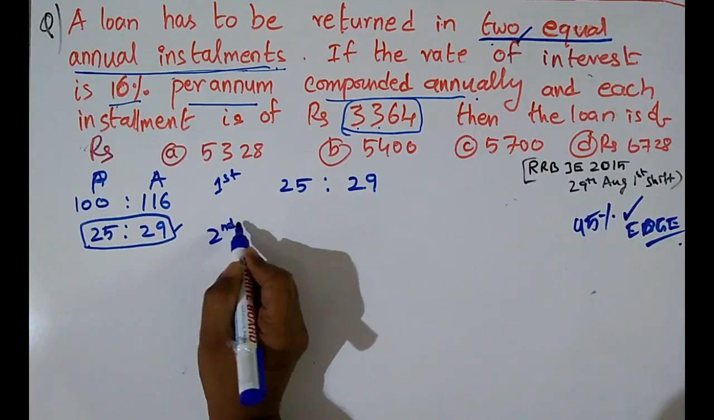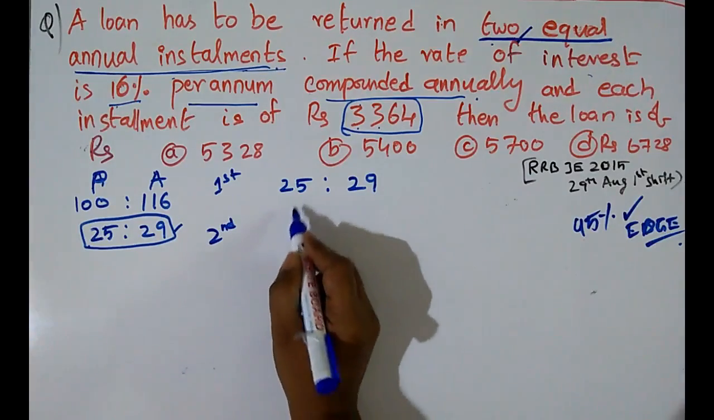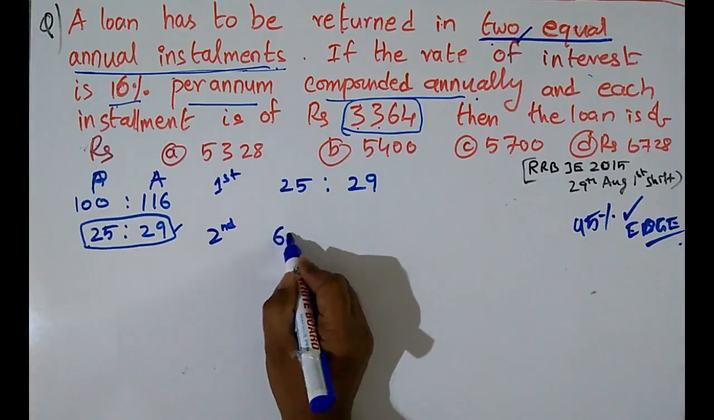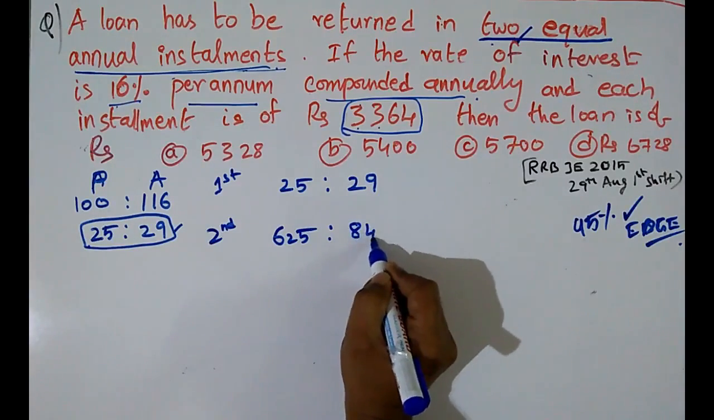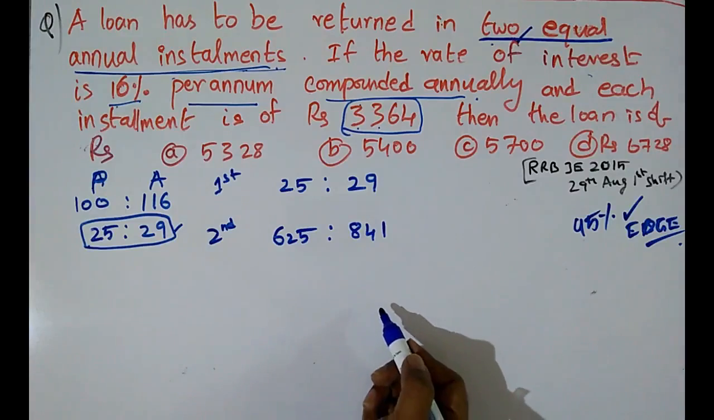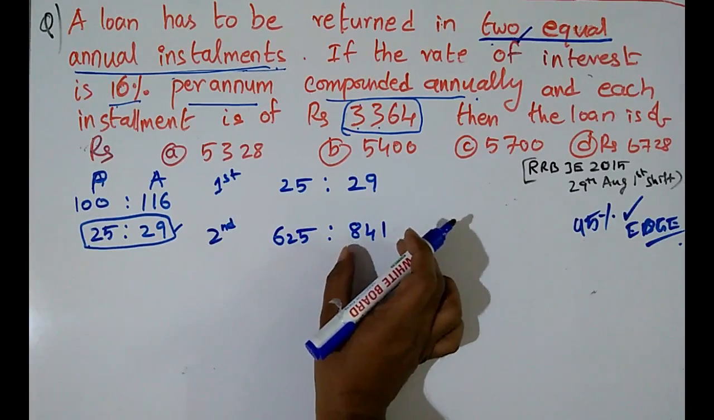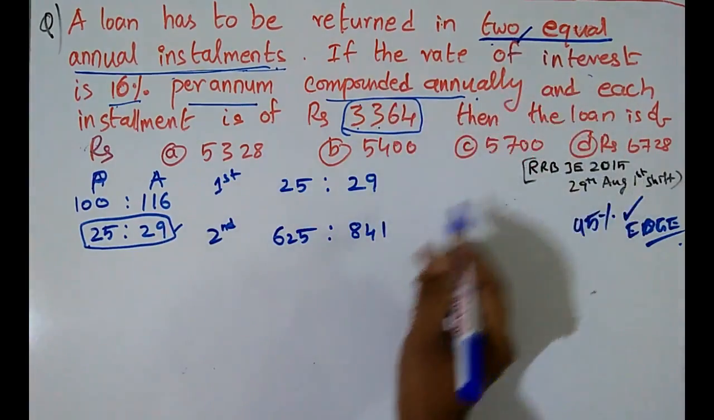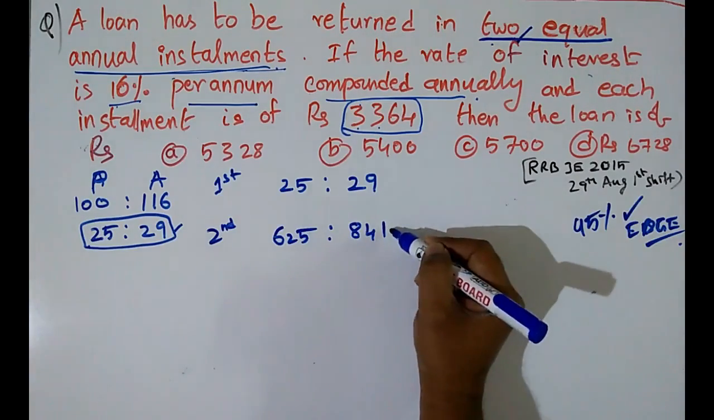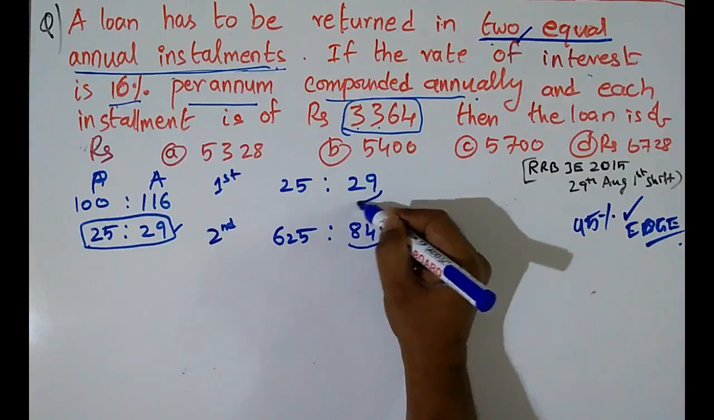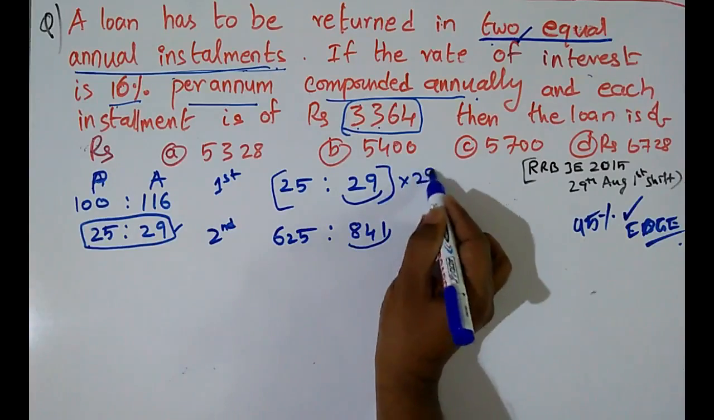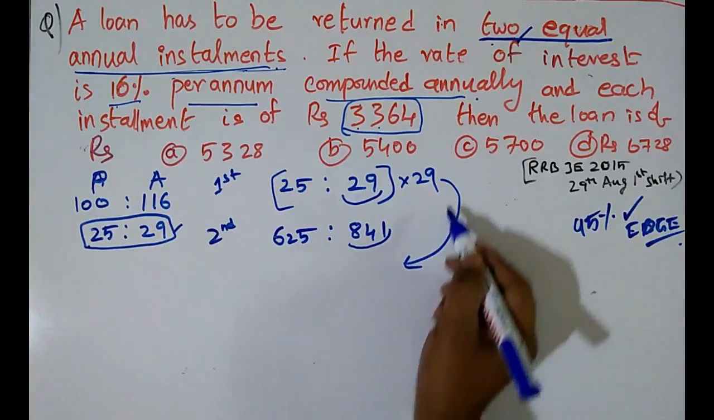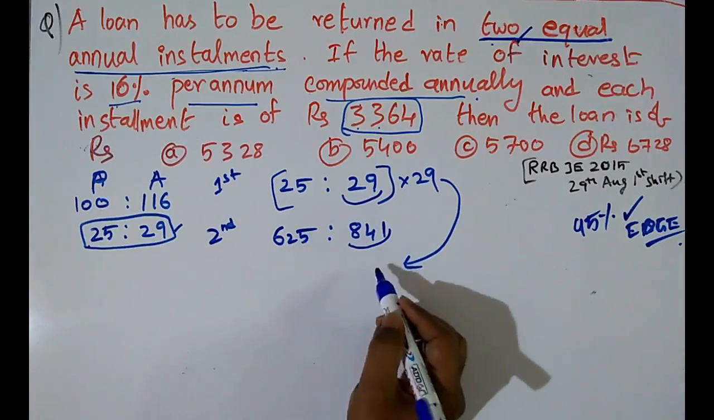For the second year, I have said that you have to square this ratio. 25 square is 625 and 29 square is 841. Okay friends, this is the payment in the second year, but you have to remember that the question is two equal annual installments, so you have to equate this part to this part. So what I am going to do is multiply this ratio by 29 again, and then we will get, see, I'm multiplying and writing it below here.